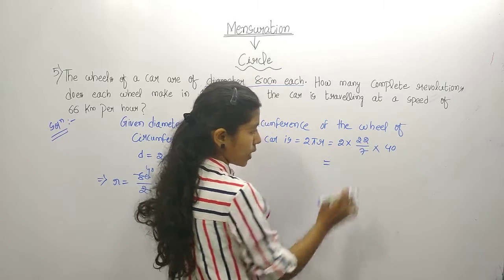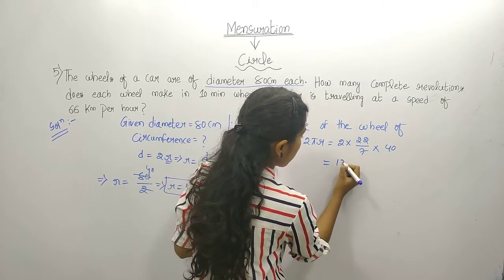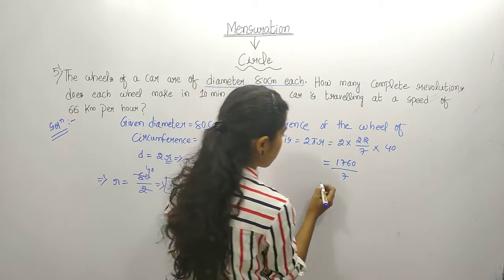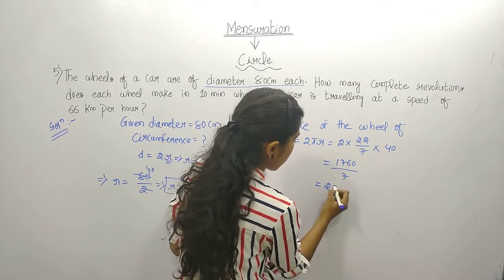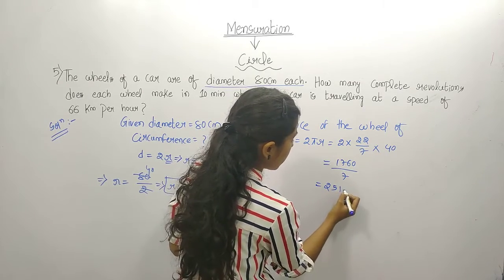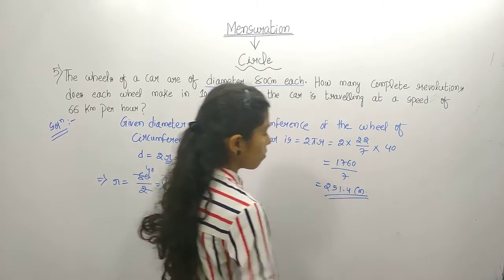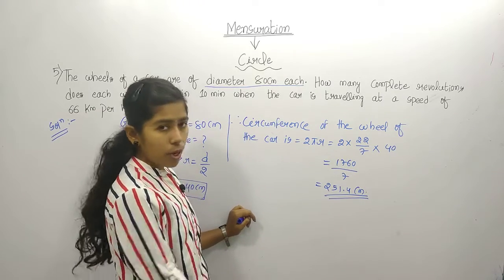2 into 22 is 44, 44 into 40 is 1760, divided by 7. So 7 into 2 is 14, 3 remainder, 7 into 5 is 35, 7 into 4 is 28. So we get 251.4 cm. This is the circumference of the wheel of the car.